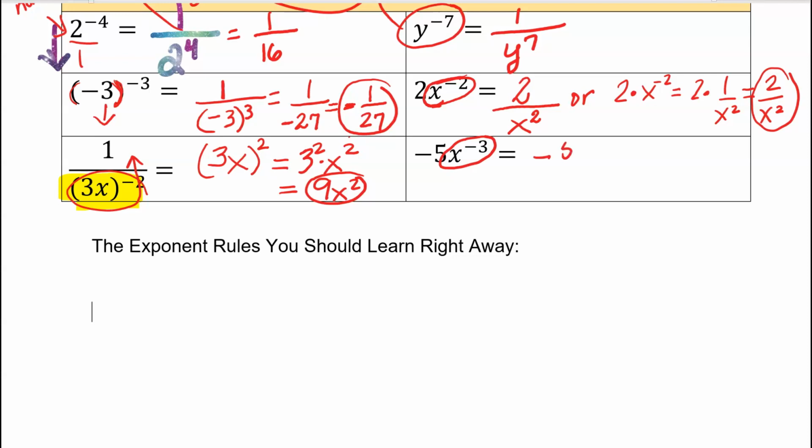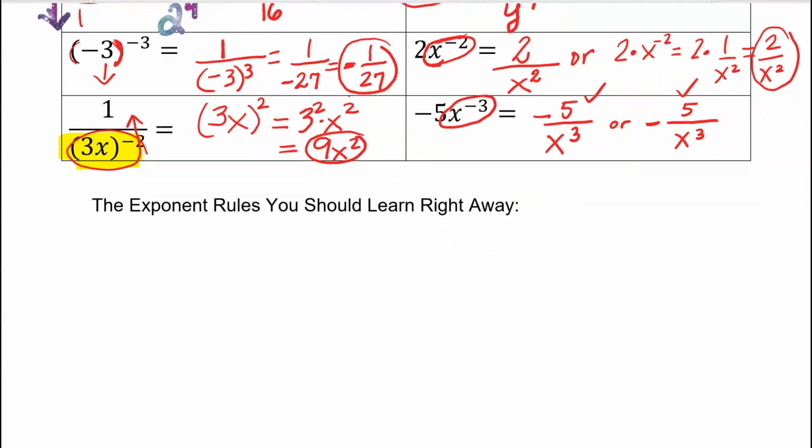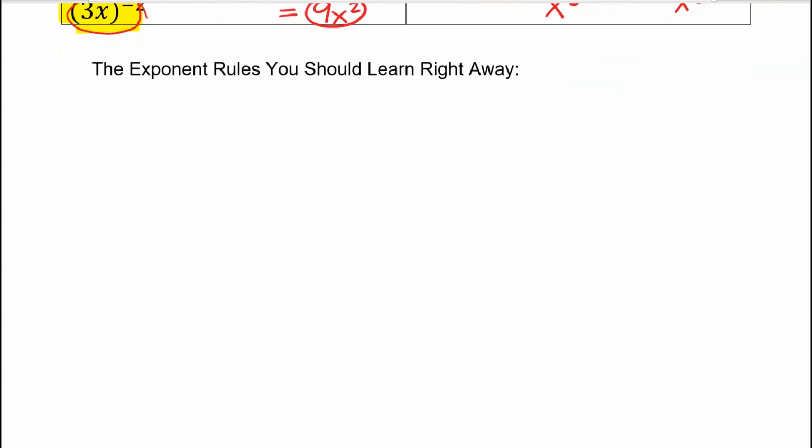So it becomes negative 5 divided by x cubed, or that negative on the left side of that fraction bar. These are both acceptable. Just never leave the negative in the denominator. So let's go over some rules you need to learn as soon as possible. These are a combination of the rules that you learned from the last section and this section.